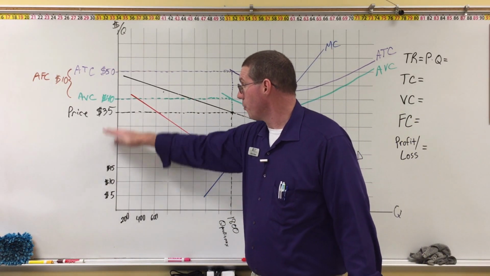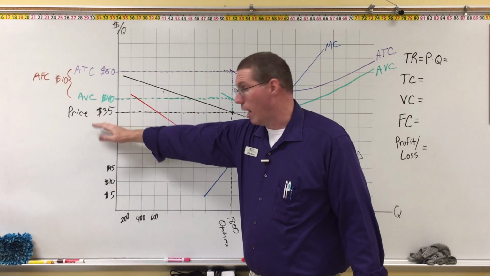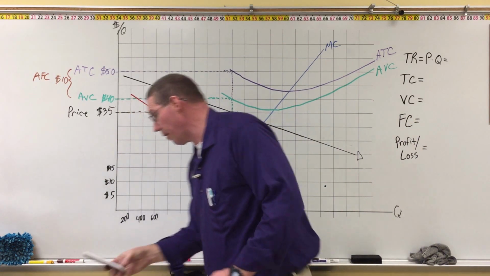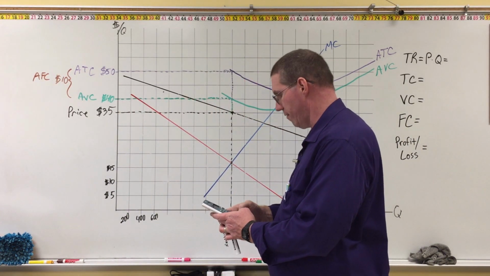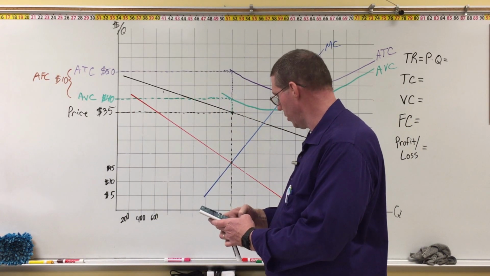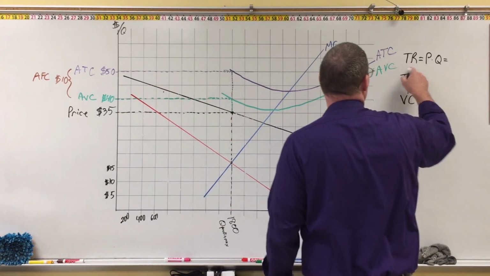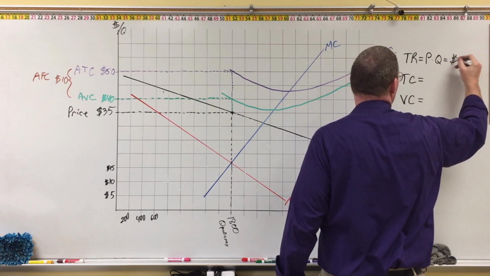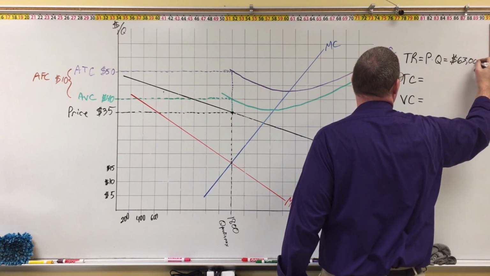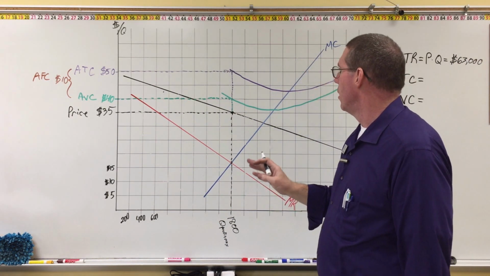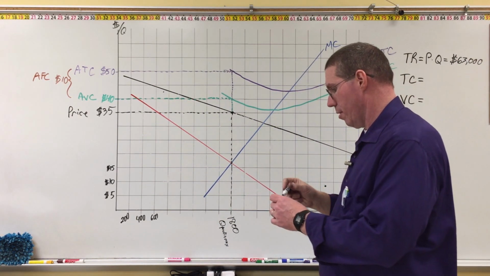So the height of the rectangle is $35. The width of the rectangle is 1,800 units. So we just need to multiply those two things. $35 times 1,800 units, and we get $63,000. So the total revenue for this company is going to be $63,000, right?